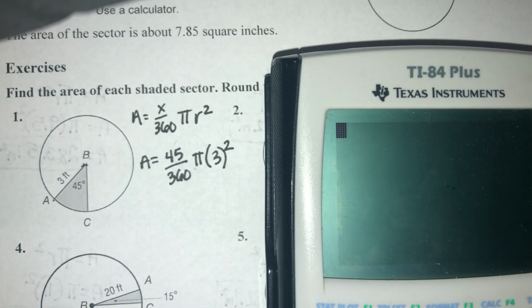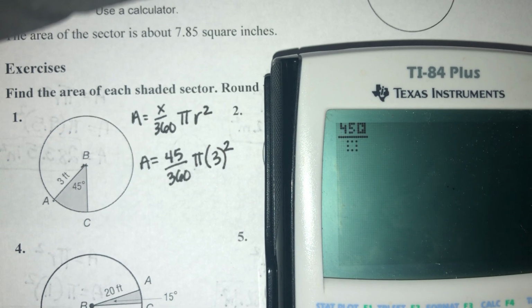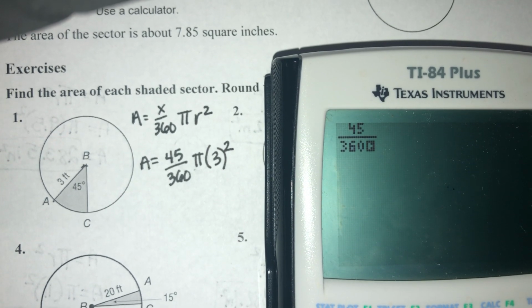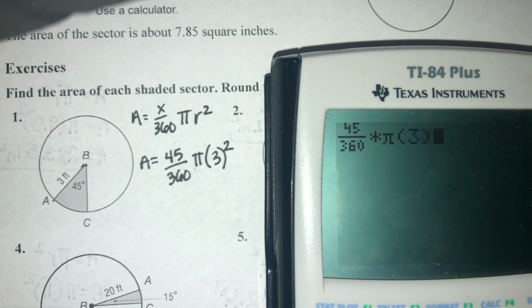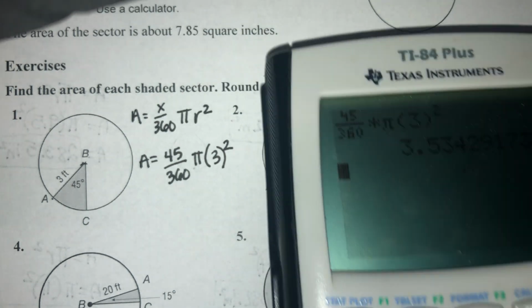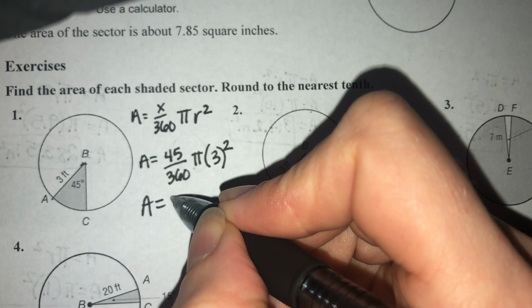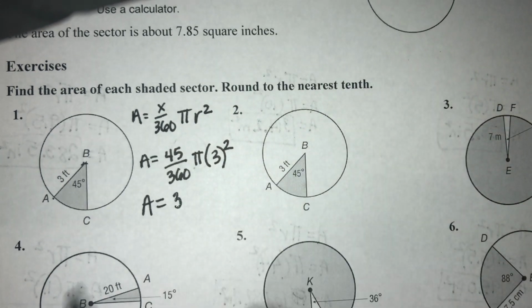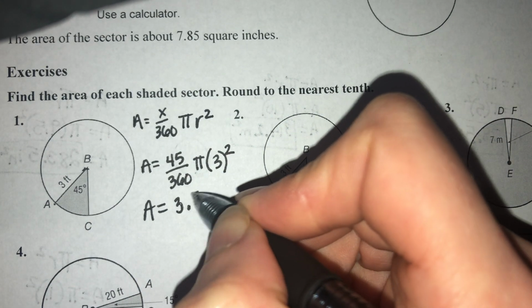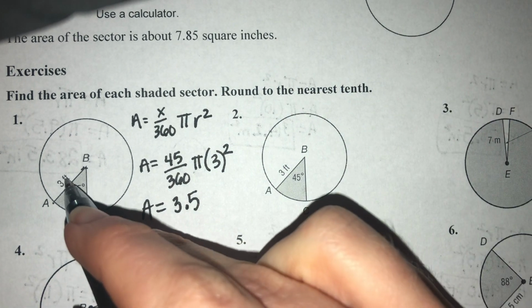Now, to do this in your calculator, you can go alpha y equals, number 1, 45 over 360 times pi times the radius, which is 3 squared, which gives us 3.5. Area equals 3.5 because it's rounding to the nearest tenth. And our units would be square feet.